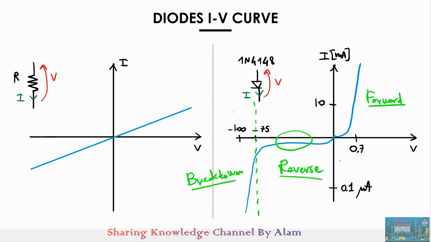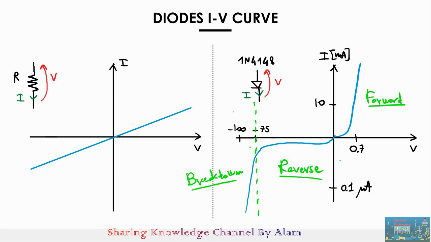Note that this current is really low. This graph is not to scale, but you can see that the negative part of the vertical axis says that the current at this point is 0.1 microamp. That means that the negative current that is flowing in the reverse region is in the order of less than 1 microamp, which is practically zero for most applications.